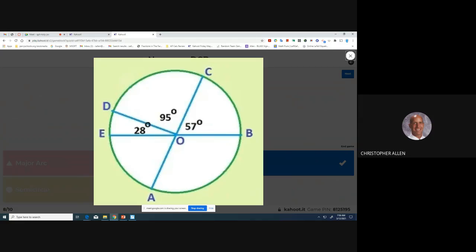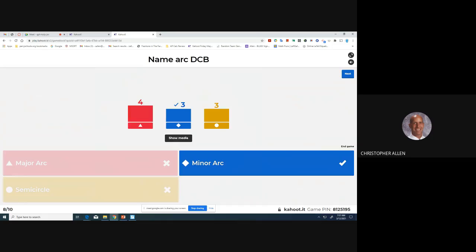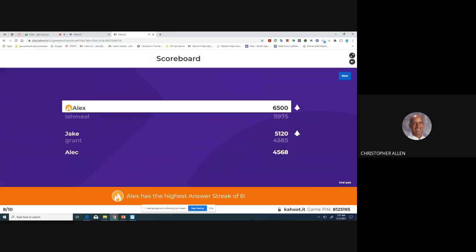You might say, wait a minute, Mr. Allen, you're being tricky there. That's not right. Minor arcs are only supposed to have 2 letters. You can do 3 letters. 2 is sufficient. But if you go from D, C, B, is that less than half a circle? Yes, it is. And by the way, you could have just called that arc DB. That would have been sufficient. So this one is actually a minor arc. Alex is now on fire. 6 in a row, Alex. You're in first place. Ishmael, you were in second.